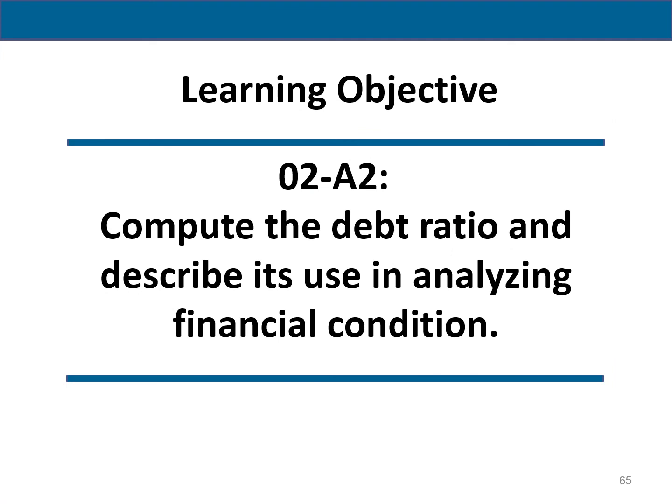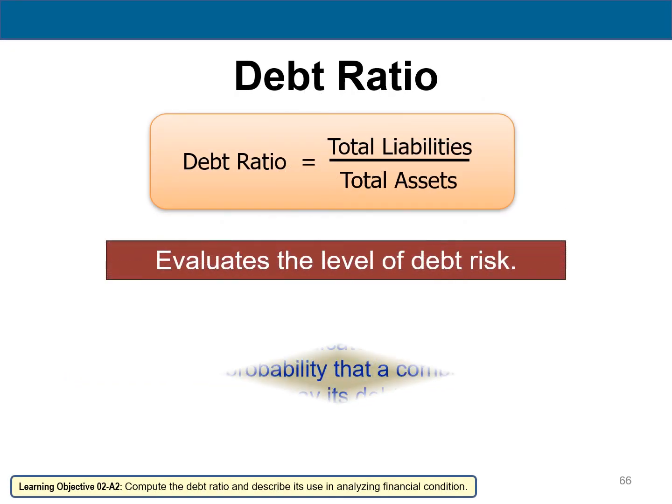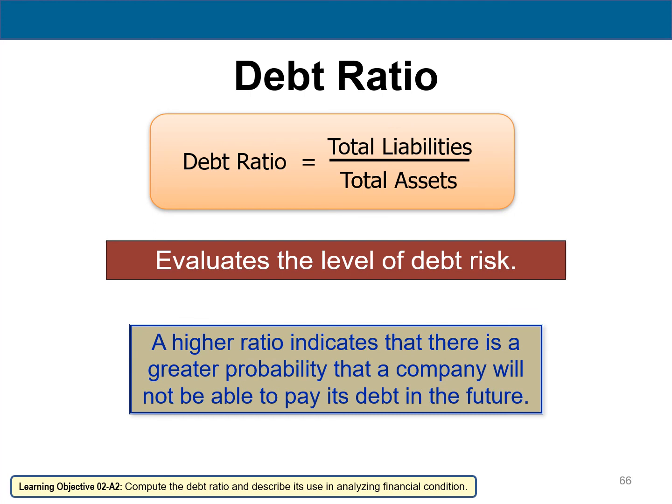Okay, so the last thing that I want to make sure we run through real quickly is this debt ratio. So let's do that. So the purpose of the debt ratio is to evaluate the level of debt risk of an organization, and it's computed as total liabilities divided by total assets. The idea here is that the higher the ratio, the greater the probability the company may not be able to pay their debt in the future.